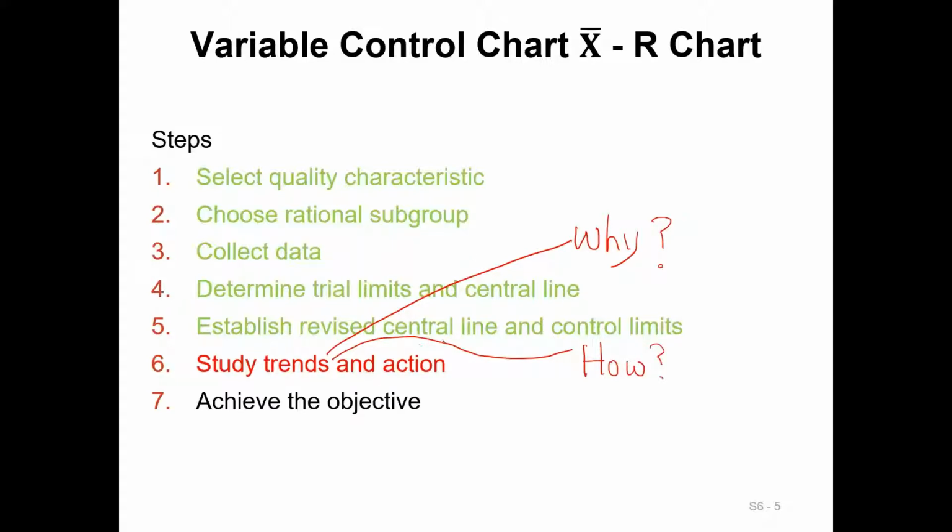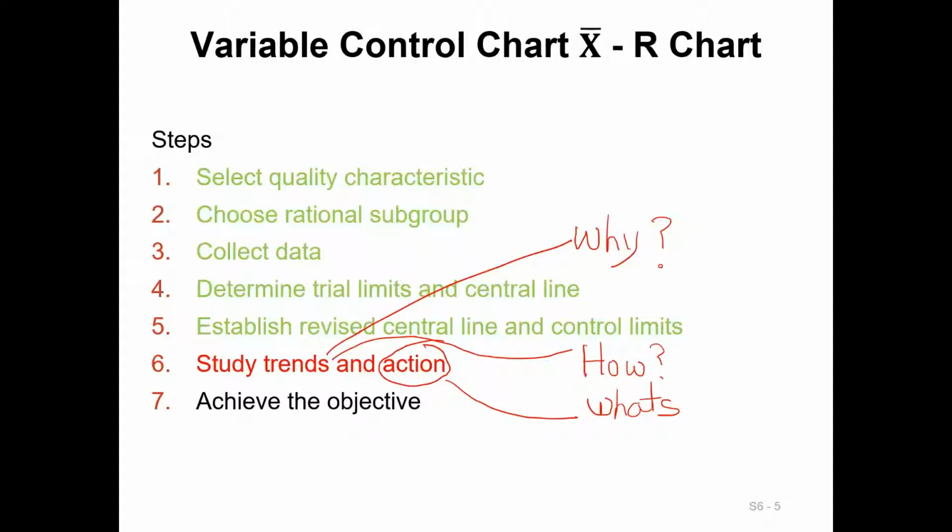And on top of that, we're also going to discuss what actions are required, or what action could be taken once you have identified a trend that indicated that potentially there'll be a failure in the process.